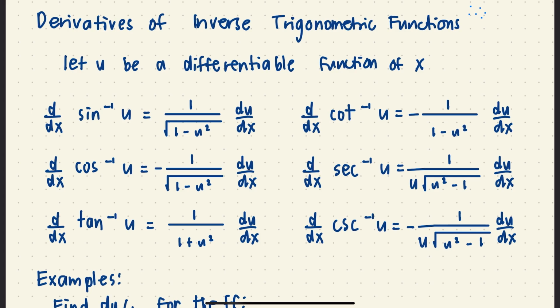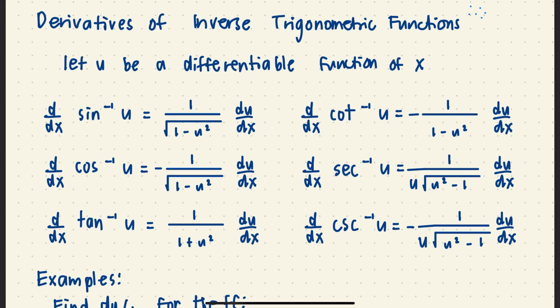The first one, we have arcsine of u. The derivative of arcsine of u is 1 over the square root of 1 minus u squared times the derivative of u, du over dx. If you notice, the derivative of arccosine is just the negative of the derivative of arcsine. So the derivative of arccosine of u is negative 1 over the square root of 1 minus u squared times the derivative of u.